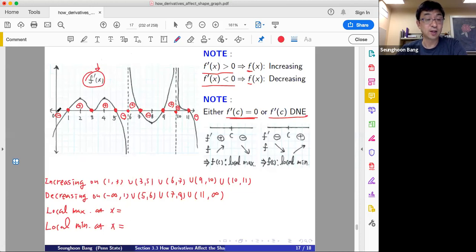You can think about it. At 1, is it a local maximum or local minimum? So what is your answer? At 1, local maximum or local minimum? Remember, this is not f, it is f prime.